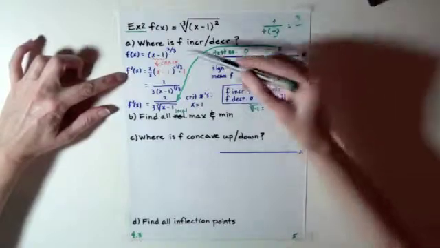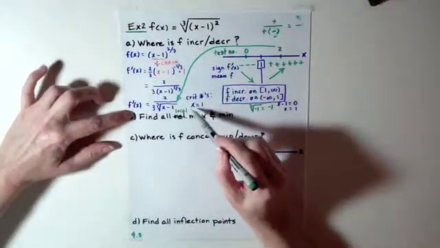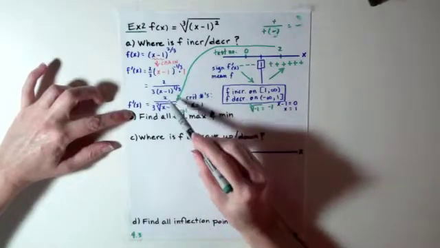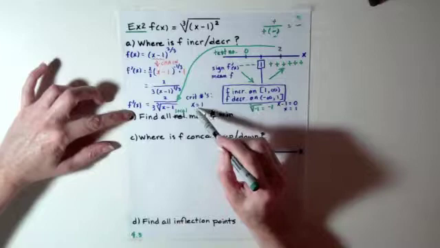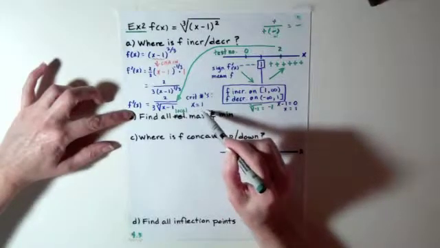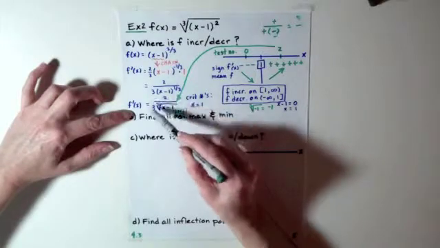We already found all the critical numbers. I want to just mention for a moment that the critical number we found, f prime, it was this, 2 over 3 times cube root of x minus 1. We found the critical number was x equals 1. And notice that's a place where my derivative is undefined.